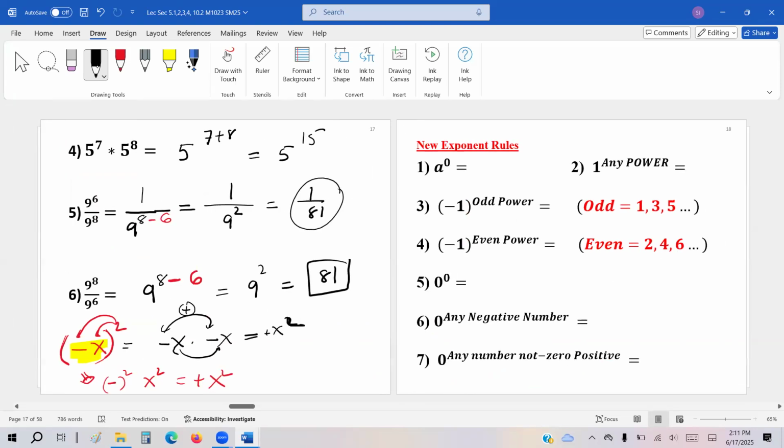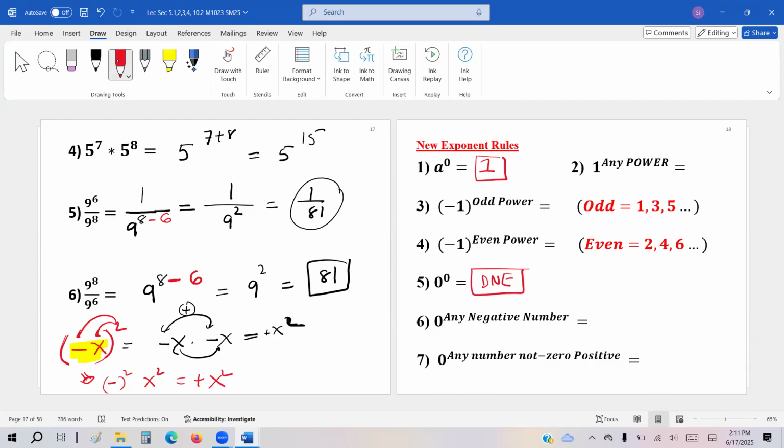Okay, more rules. What is anything to the power 0? 1. Great, 1. Except 0 to the 0. What is 0 to the 0? DNE, it doesn't exist. So, any positive thing, any negative thing, any variable, any number, any decimal, any fraction, anything. If your power is 0, the answer is 1, except one case, 0 to the 0. When you have double 0, the answer is undefined. We don't know what that is, 0 to the 0.